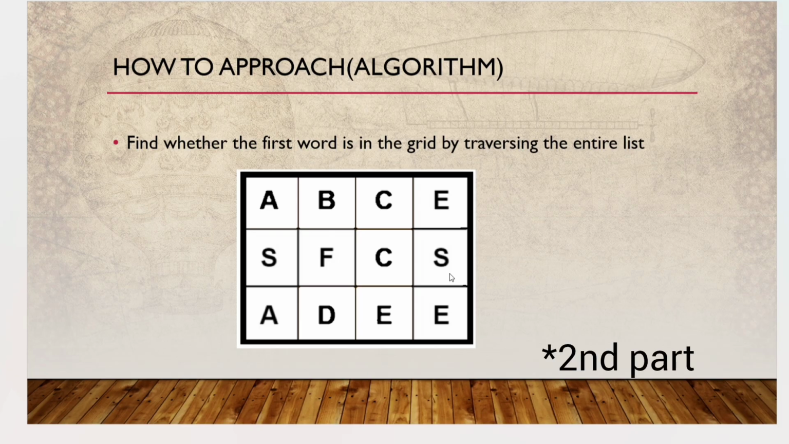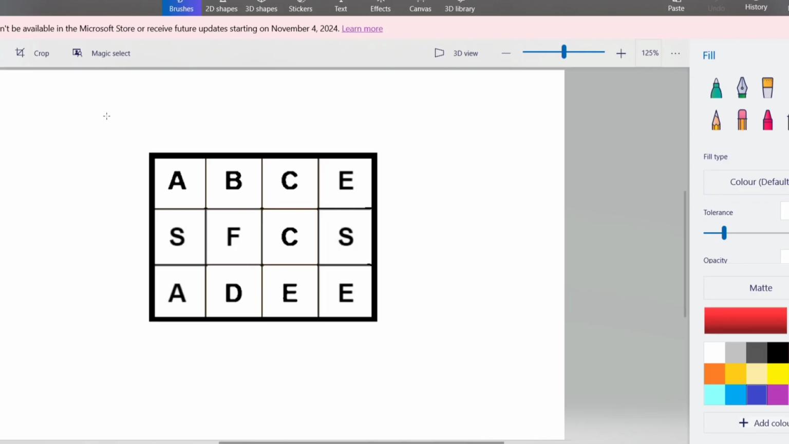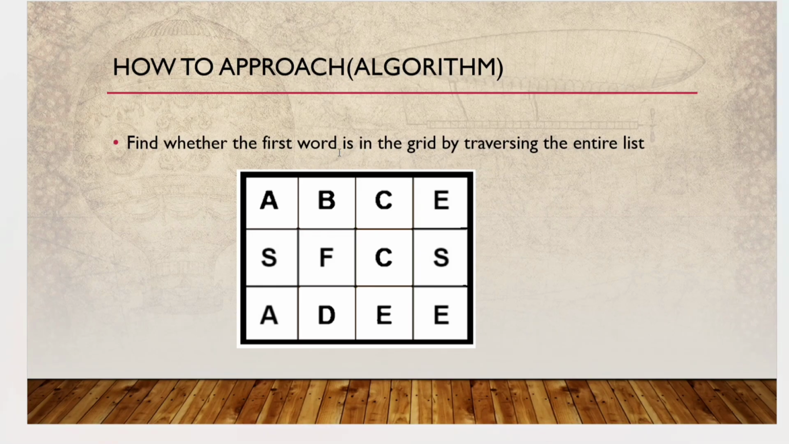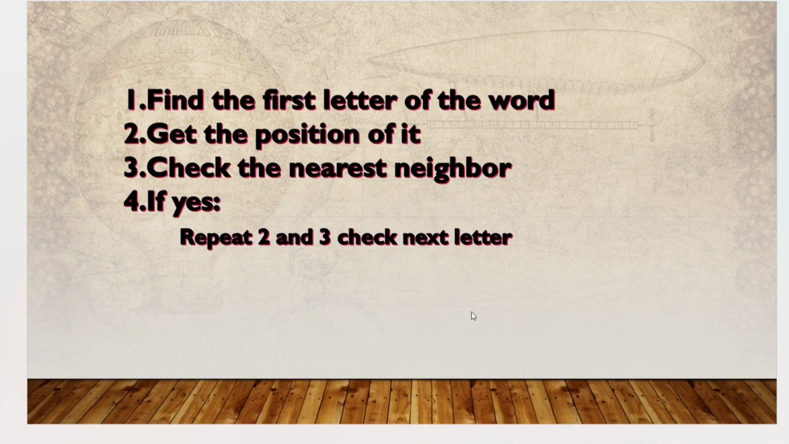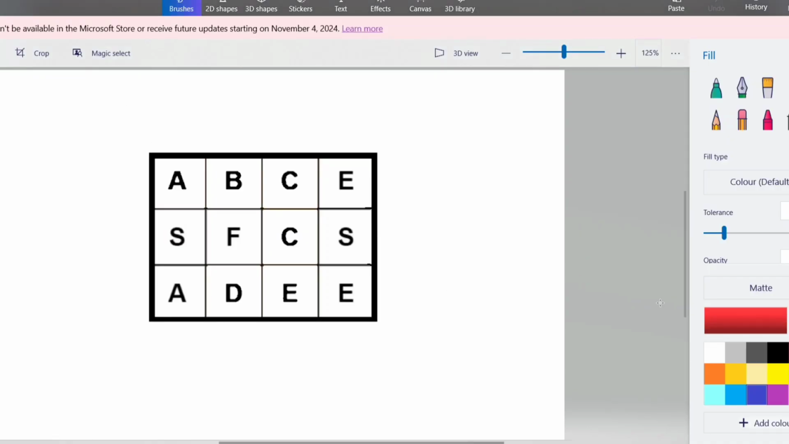The next part is how to approach our algorithm. Find whether the first letter of the word is in the grid by traversing the entire list. Let's consider this 3 cross 4 grid as an example. If we have to find whether CCF is present in this grid or not, we have to traverse one by one: 1, 2, 3. And in our third step, we will get C, the first letter of our word. The second step is to get the position of it. Here the position of C is 0, 2.